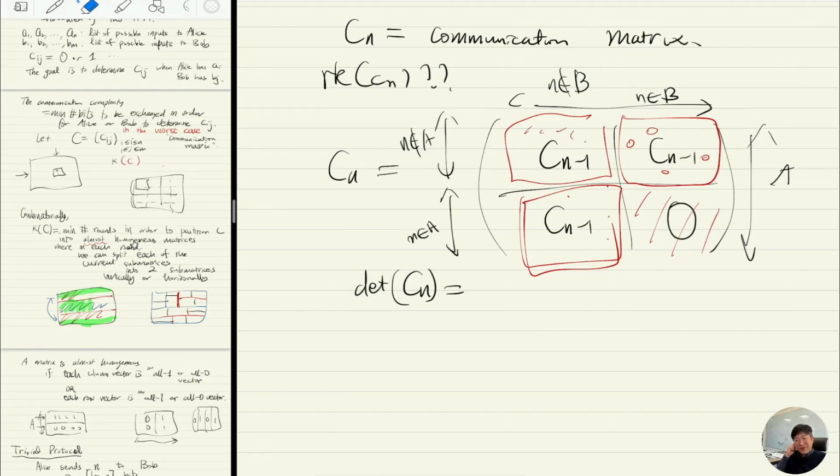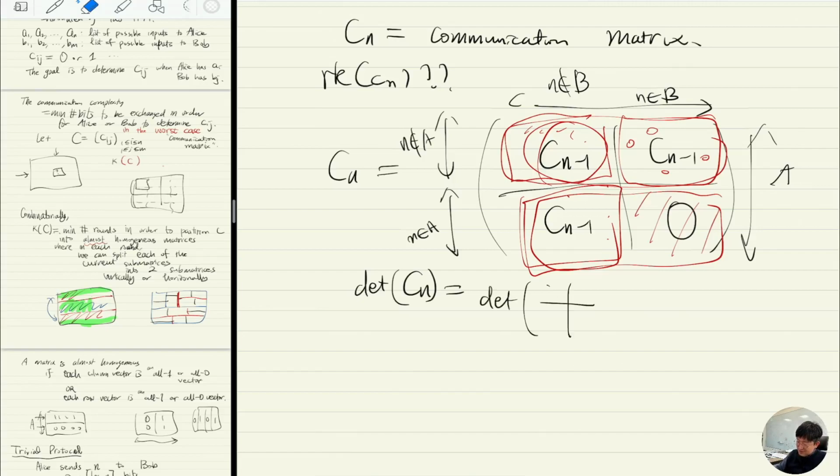Oh, but actually there's a better way. Just subtract these rows from these rows and this becomes 0, right? So the determinant of Cn is equal to the determinant of 0, 0, Cn minus 1, Cn minus 1. So it's plus or minus the determinant of Cn minus 1, squared. All right, so if Cn minus 1 has non-zero determinant, then Cn also has non-zero determinant.